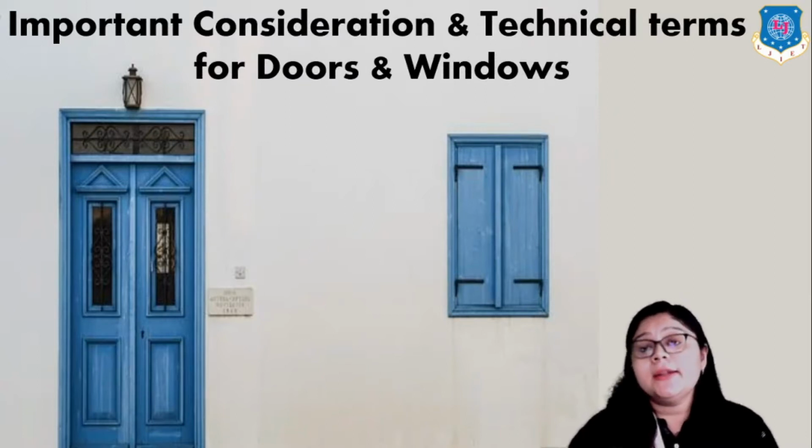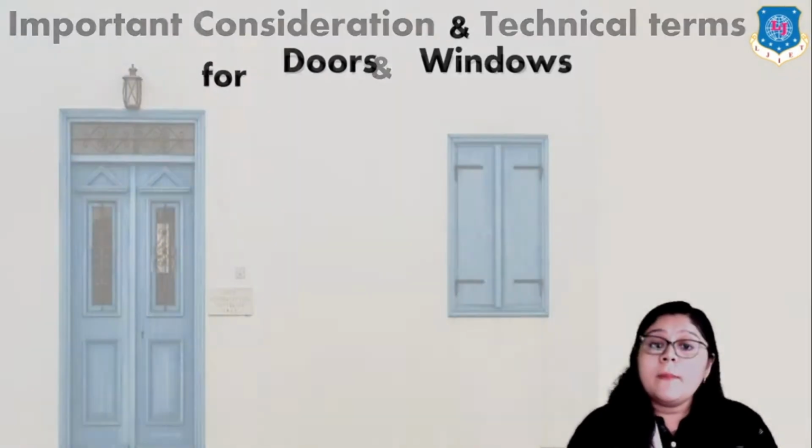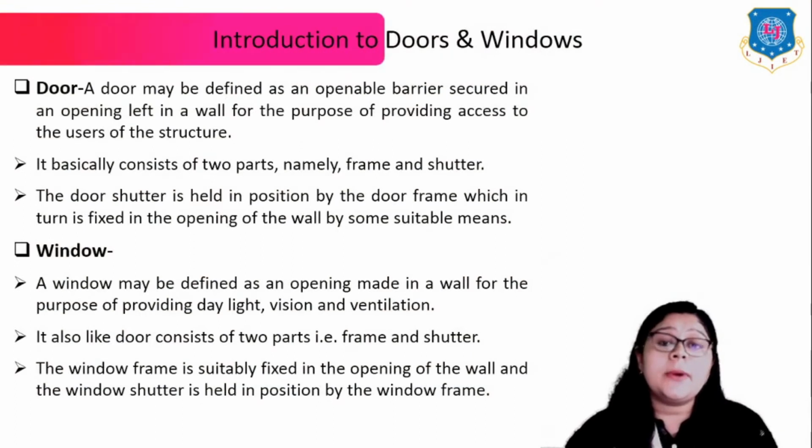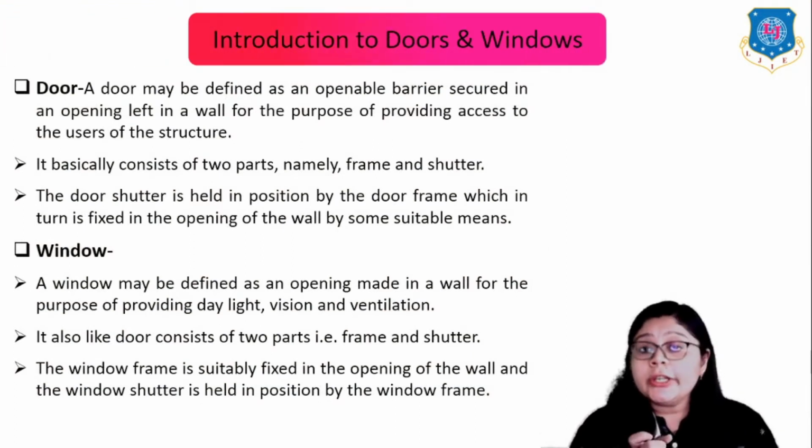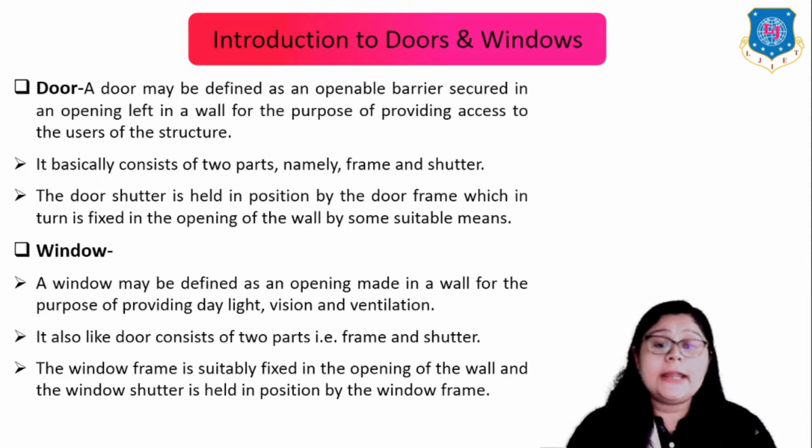Today we are going to discuss one important topic, which is all about important considerations and technical terms for doors and windows. But let us begin with the introduction part of the doors and windows. So what is a door? We can define a door as an openable barrier secured in the opening left in a wall for the purpose of providing access to the users of that particular structure.